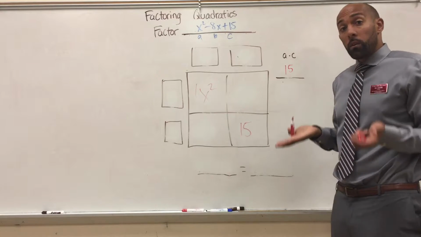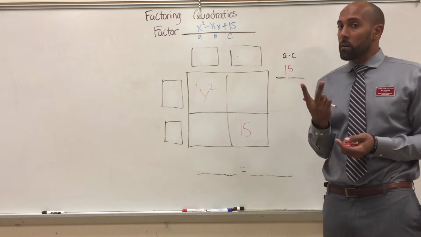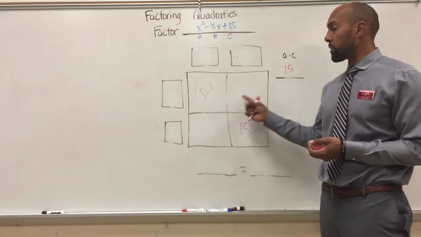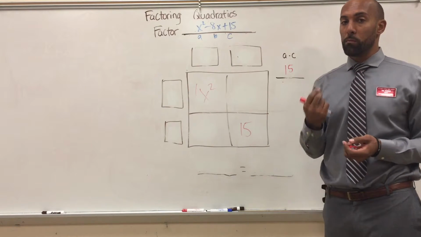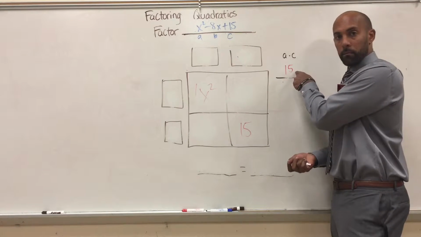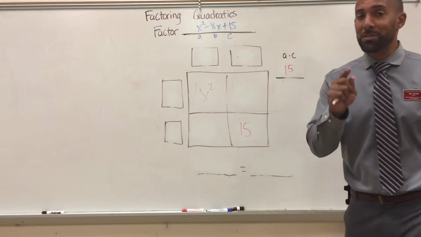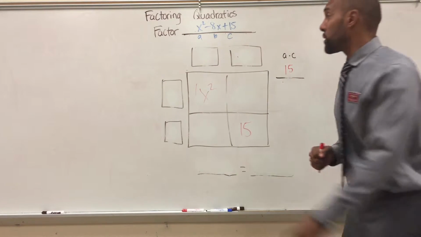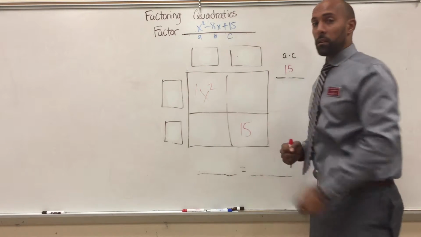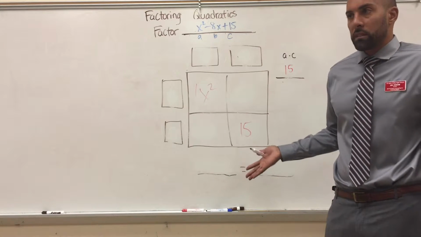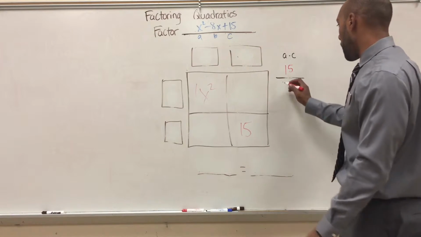Now remember, what we're looking for is two numbers, okay, that are gonna go in these two boxes, that when you multiply them, they give you 15, all right? But when you add those same two numbers, they should give you -8. So remember, first we gotta figure out what multiplies to 15. That's the first step. All right, start with 1.